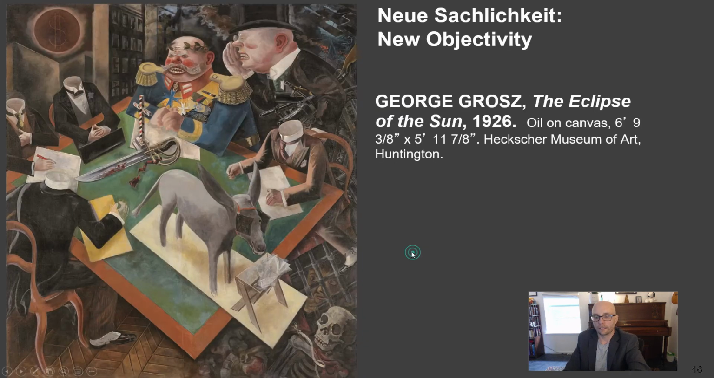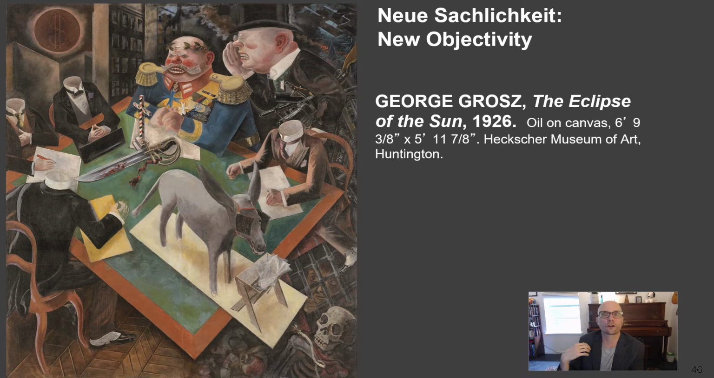In Germany after the war, there's a real cynicism, and a new art movement comes around called New Objectivity. New Objectivity is in many ways a continuation of German Expressionism in that it's very cynical. It has a very negative view of humankind, and there's a lot of images of suffering. But I would say New Objectivity is even more violent.